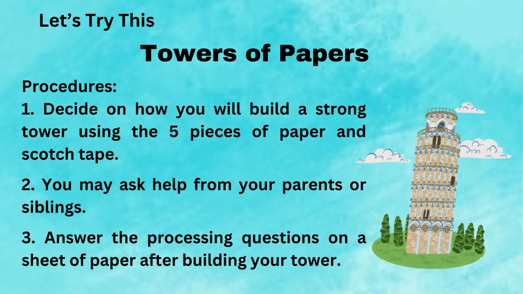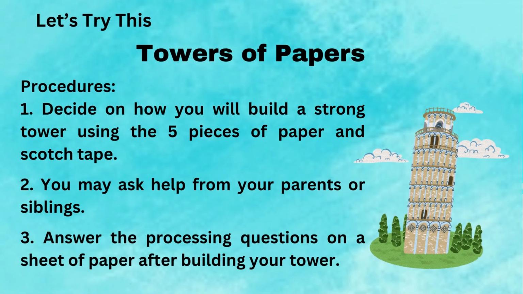Let's try this. Suggested time allotment: 10 minutes. Materials: 5 pieces of intermediate paper or used papers, and 12-inch long Scotch tape. Procedures: 1. Decide on how you will build a strong tower using the 5 pieces of paper and Scotch tape. 2. You may ask help from your parents or siblings. 3. Answer the processing questions on a sheet of paper after building your tower.